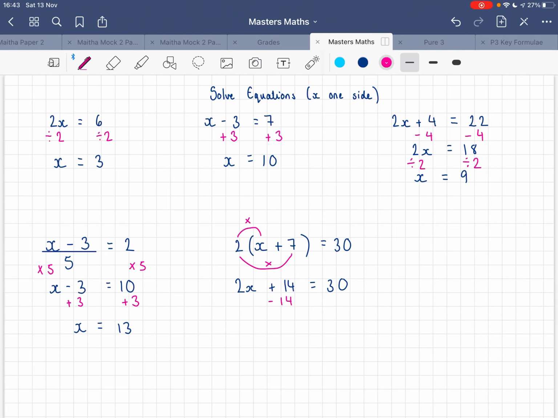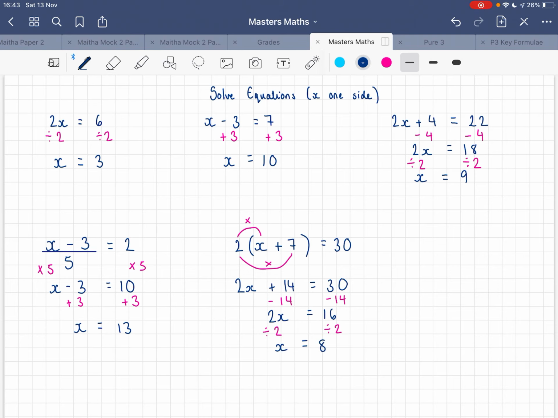And then we can solve it the same way as we've solved the other equations. So we're going to minus 14 from both sides. Plus 14 minus 14 is 0, leaving us with just the 2x. 30 minus 14 is 16. And then the 2 is multiplied by x. So I'm going to divide by 2 on both sides to do the opposite. 2x divided by 2 is 1x. And then 16 divided by 2 is 8. So my answer is x is equal to 8.